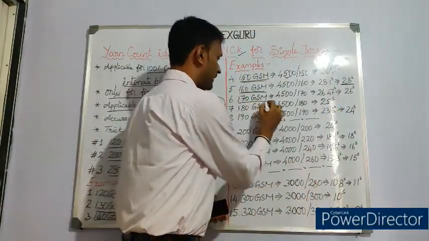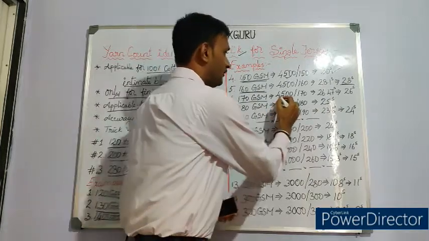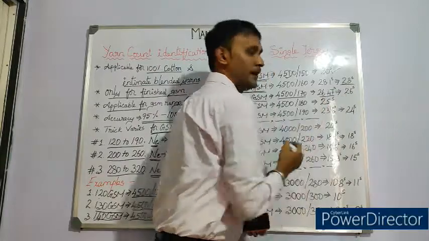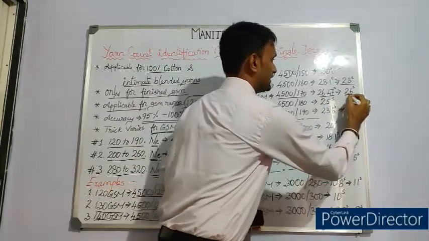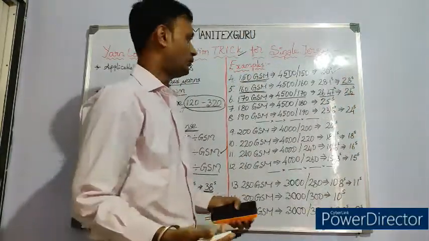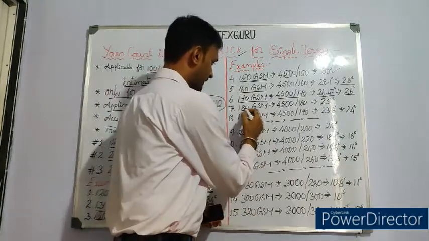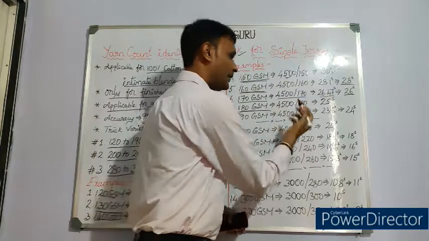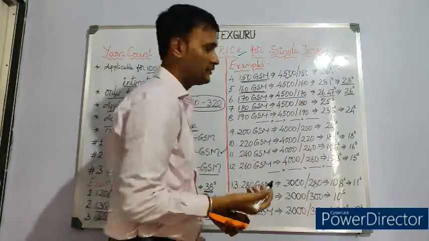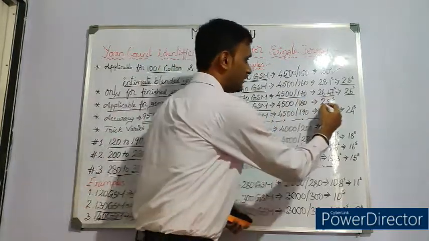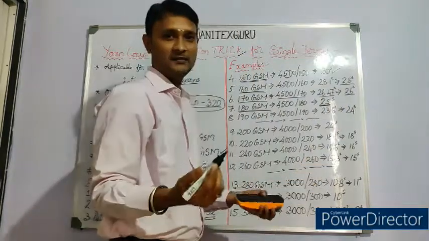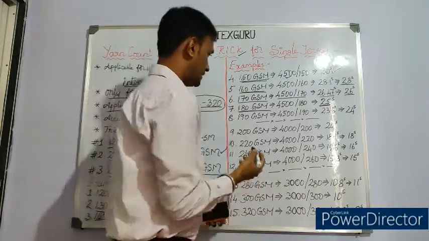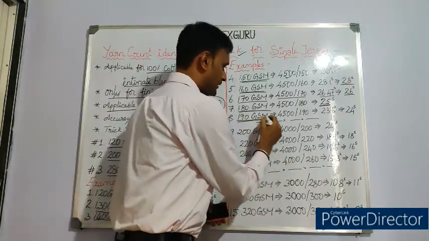In the same way, 170 GSM, 4500 divided by 170 will get 26.47. 26 is the ideal count to achieve 170 GSM finished. The seventh is 180 GSM. Similarly, we divide 4500 by 180 and will get 25 count. 25 count is the ideal count to achieve 180 GSM finished. 190 GSM.